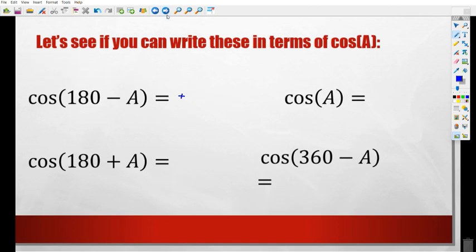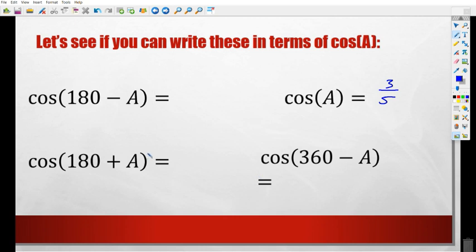Now let's see if you can do this. I'm going to tell you cos of A. Let's say cos of A is 3 over 5. I'm the examiner, and I'm telling you cos of A is 3 over 5. I want you to find cos of 180 minus A, cos of 180 plus A, and cos of 360 minus A. Quickly. Go pause the video. Go do it quickly.